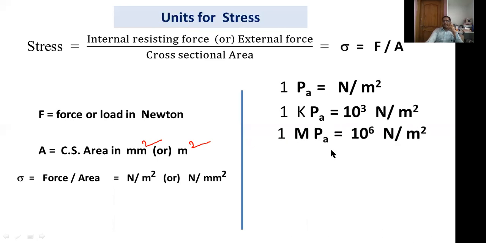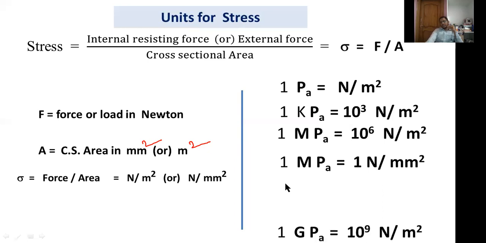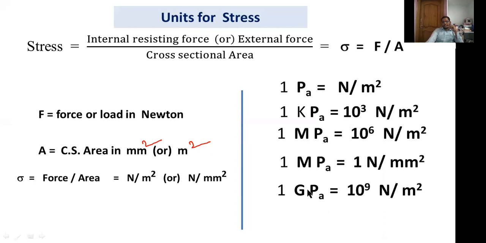As well, 1 megapascal equals, mega means 10 power 6, so 10 power 6 Pascal, equal to Newton per meter square. If you want to convert these values into mm, then 1 megapascal equals 1 Newton per mm square, or 1 megapascal equals 10 power 6 Newton per meter square. Similarly 1 gigapascal, where capital G means giga, capital M means mega, capital K means kilo.